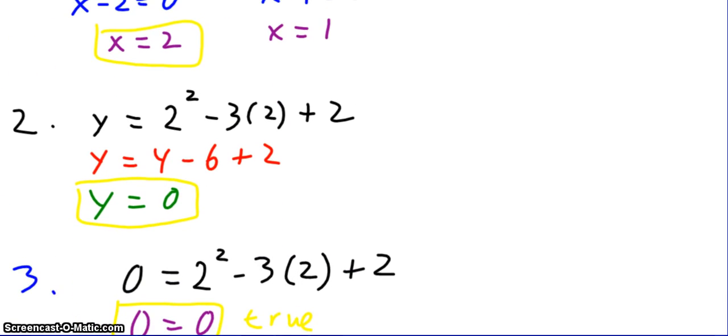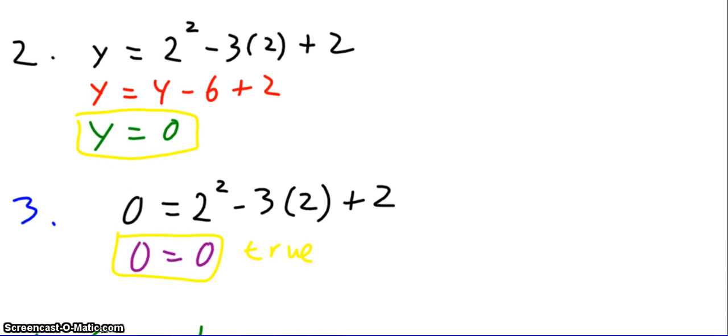The next method would be doing the same thing but in the opposite order, so plug in 2 for x and see what I get for y. So if I plug in 2 for x, I have 2 squared minus 3 times 2 plus 2, which is 4 minus 6 plus 2, which is 0. So I get y equals 0, therefore I verified that the point (2, 0) is a solution.